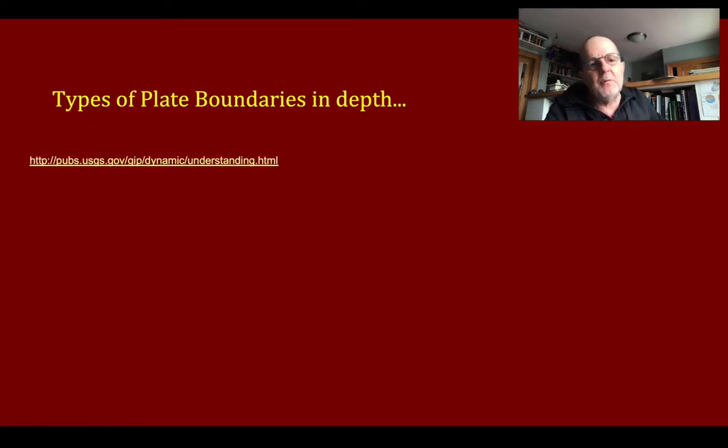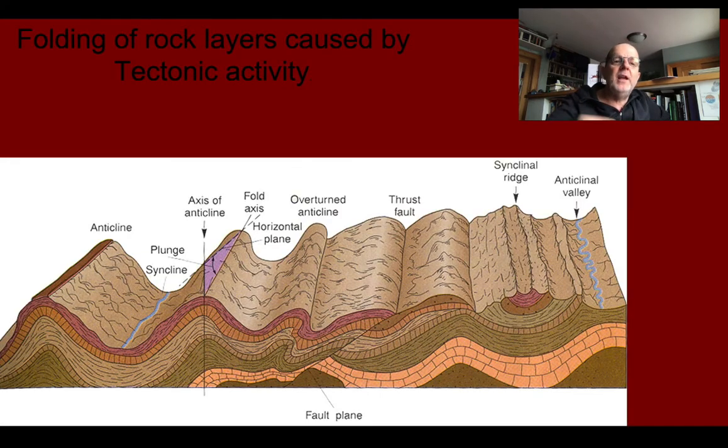I'll let you look at that if you want. Here's the folding of rock layers caused by tectonic activity. When it's folded up in a curve like this, we call it an anticline. Plunges down, and we call it a syncline at the bottom of the curve. Back up to an anticline, and then you can see there's a fold axis. There's the axis of the anticline.